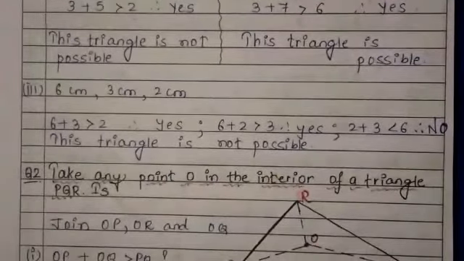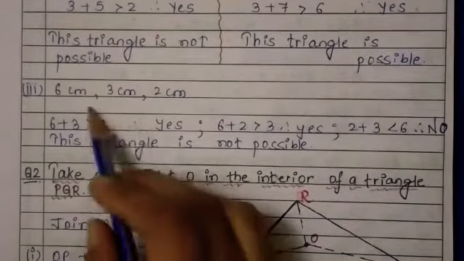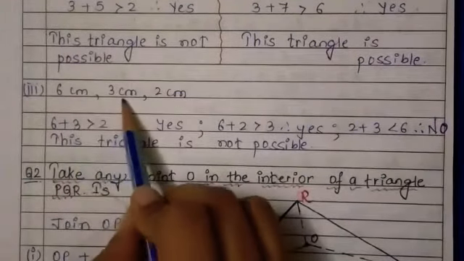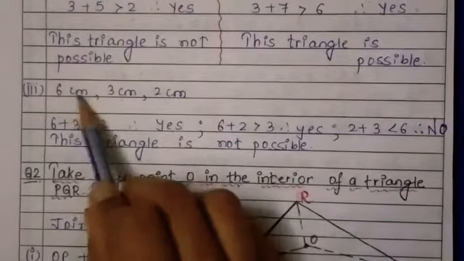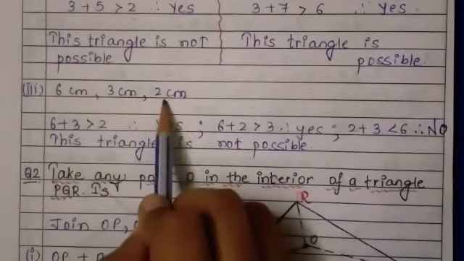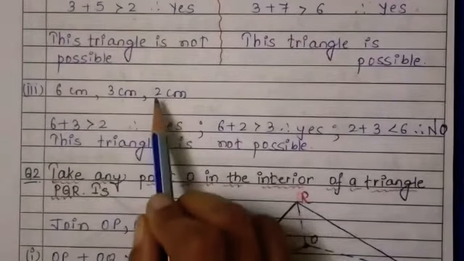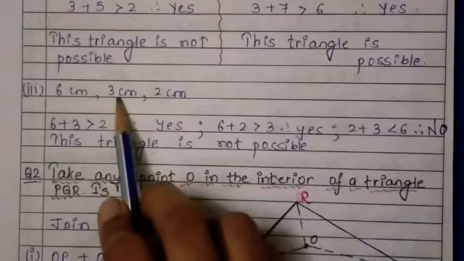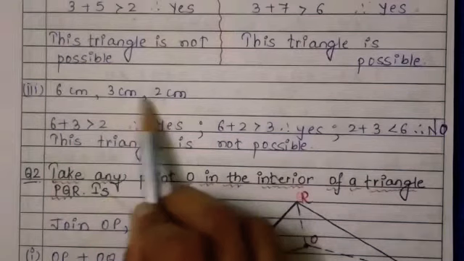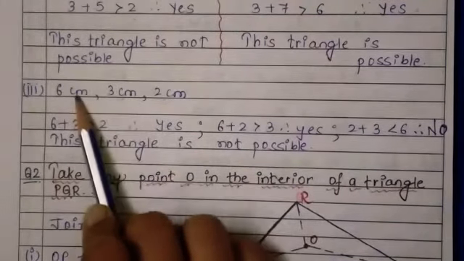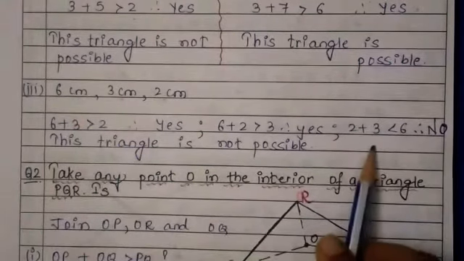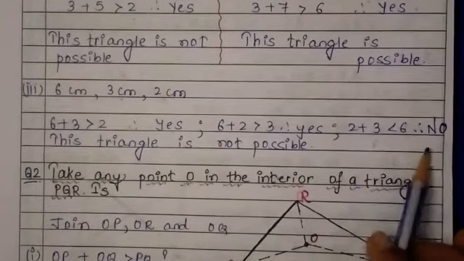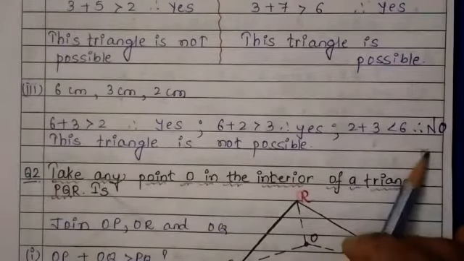Now let's see the last question. 6, 3 and 2. So 6 plus 3 will give me 9, which is greater than 2. So yes, it is possible. 6 and 2 will give me 8, which is greater than 3. So yes, again it is possible. Next is 2 and 3 will give me 5, which is less than 6, which suggests that the triangle is not possible in this case.